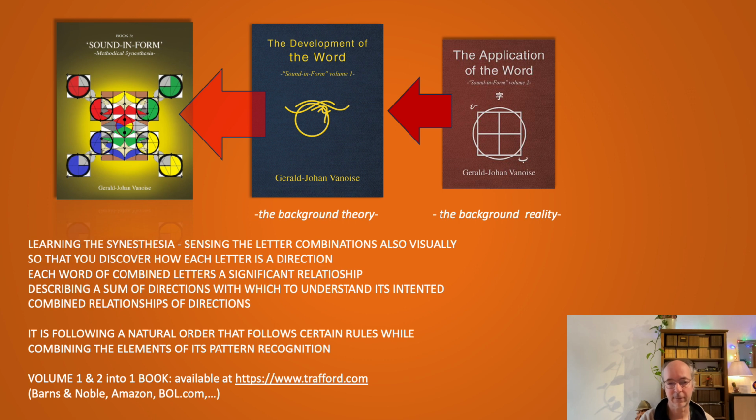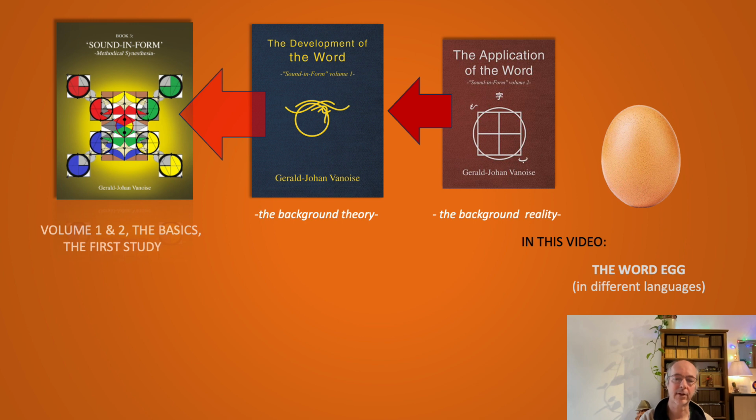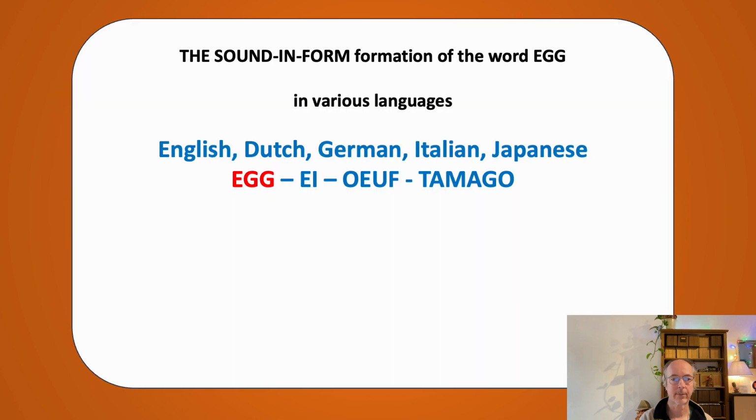And I will take a very simple word in this video: the word egg. The egg in different languages. I will take the English word, the Dutch, the German, the Italian and the Japanese. Why not more exotic languages?